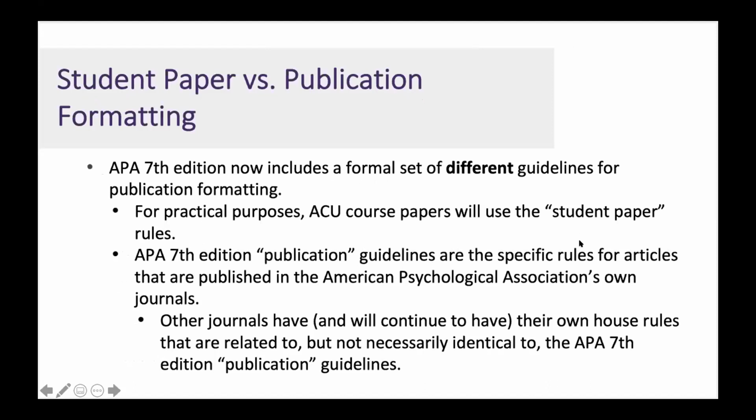So there was always a difference between the so-called draft guidelines and the publication guidelines in APA 6th edition. The problem was they were mostly scattered here and there, so you really had to read the whole manual to find all of them. What they've done now is said, okay, we're going to have a clearly marked set of, here are the ways that the publication formatting is different, which means for most practical purposes, we can just ignore the publication formatting rules' existence, because course papers, student papers, use the student paper rules.